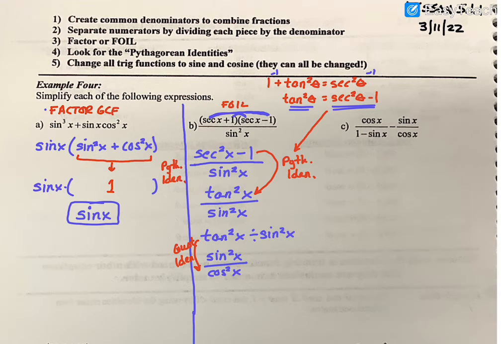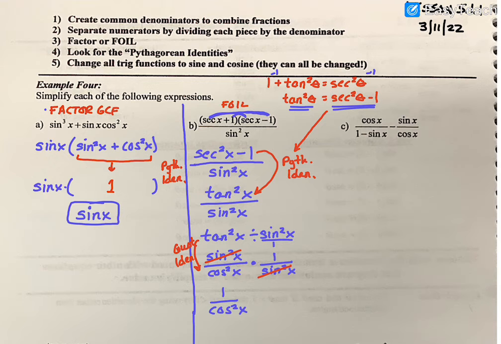How do we divide fractions? If we divide fractions, we want to multiply by the reciprocal. Sine squared x as a fraction is sine squared x over 1. What's the reciprocal of that? 1 over sine squared x. We are multiplying two fractions, folks. What ability do you have when you multiply two fractions? Cross cancel. Sine squared x can cross cancel with sine squared x. And when I multiply this, I am left with 1 over cosine squared x.